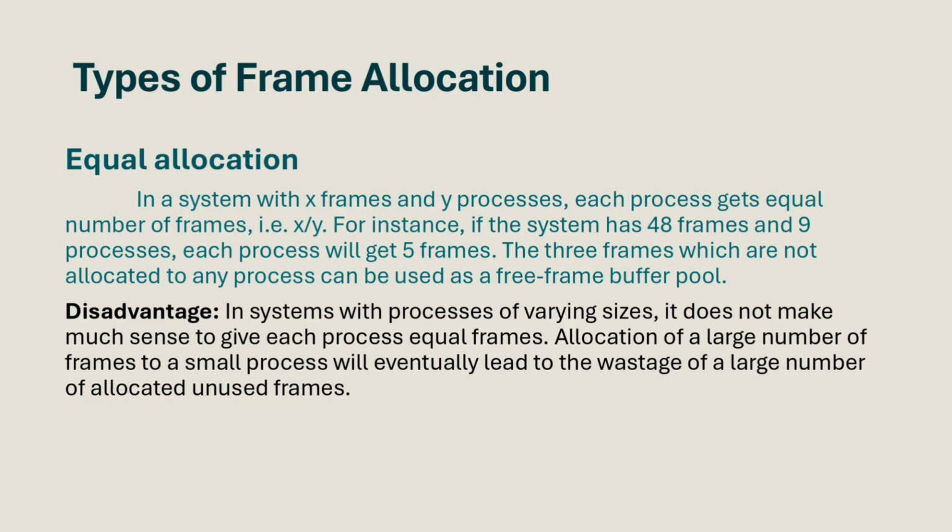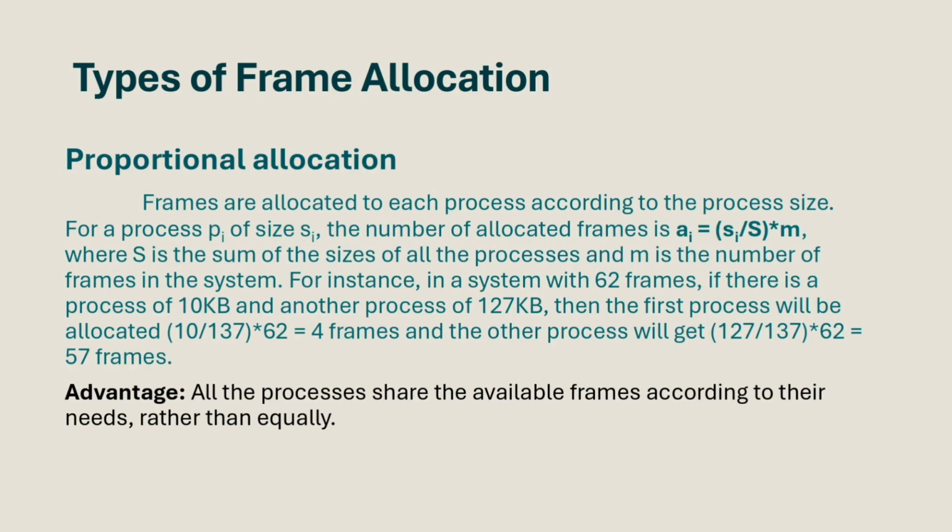The next type of allocation is proportional allocation. In this, the frames are allocated to each process according to its process size. So if there is a process Pi of size Si, the number of allocated frames is given by Ai, which is Si divided by capital S into M. Here S is the sum of the sizes of all processes and M is the number of frames in the system. Let's take a look at an example.